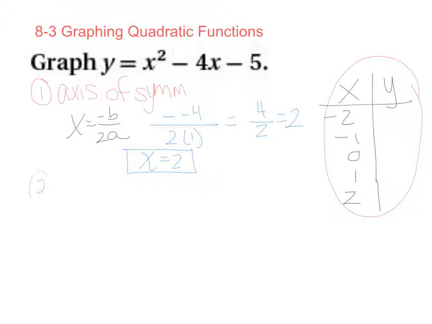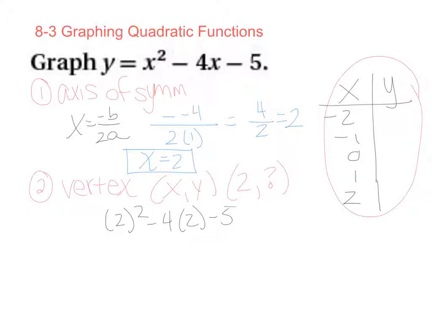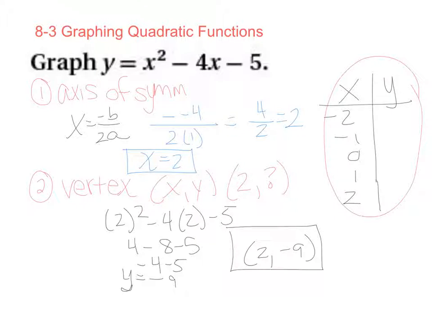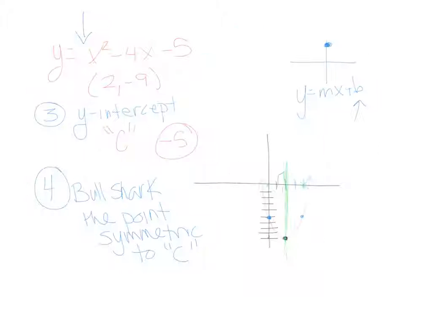So step 2 is going to be to find the vertex, since we already have the x of our ordered pair, and a vertex is always an ordered pair. We have 2 comma something that we're going to find out right now. The way that we do that is we take the 2 and we plug it into the original equation that we started with. So once we plugged in the 2, we get -9 as our y value. So then the final answer for our vertex has to be an ordered pair, so it's 2, -9.